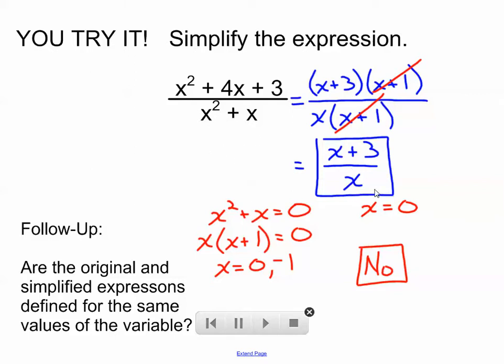Over here, if we take the simplified expression, set that equal to 0, okay, well that's pretty obviously, we don't have to solve it really too much. We're just saying that 0 makes this expression undefined. So the fact that they don't have the same values that make them undefined, we can say no, they're not defined for the same values of the variable.